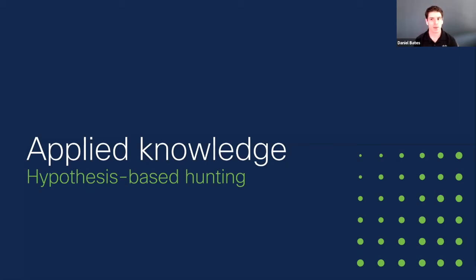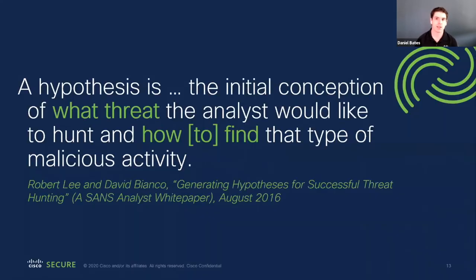And what is hypothesis-based hunting? Well, put simply, it's really just asking the right questions to find interesting data. Hunting is primarily performed by a human analyst, although we're all going to use automation. We're going to rely heavily on automation, especially today, for machine assistance, but the process cannot be automated from start to finish, nor can any product perform threat hunting for an analyst. And this is because the human's key contribution to the hunt is the initial conception of what threat we would like to hunt for.